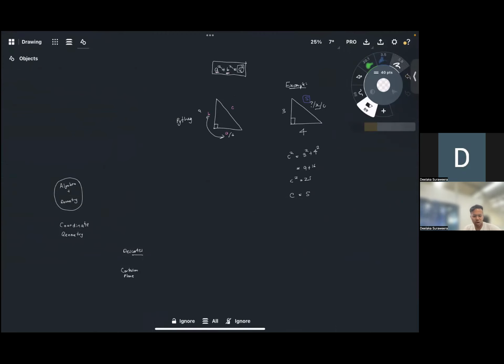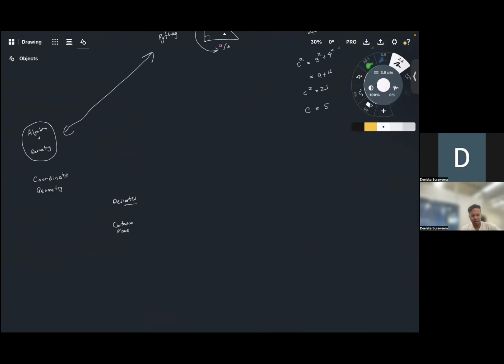But the funny thing is, the topic I was revising it for, we're not actually going to cover today because we don't have time. That's distance. Distance is very similar to Pythag, but we'll cover that next week. But for now, let's just learn about the Cartesian plane.